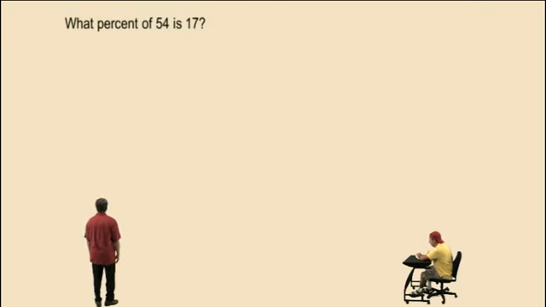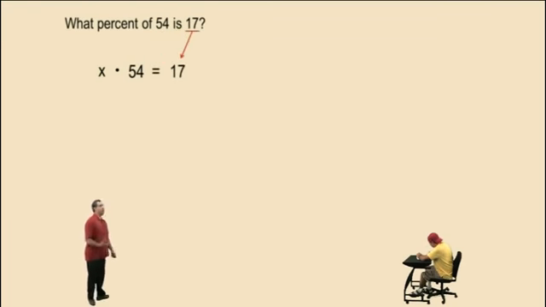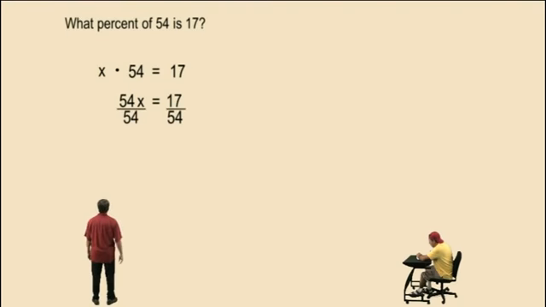Okay, let's do another one here. What percent of 54 is 17? All you have to do is read and translate. So what percent? That'll be represented by our x. Of is multiplication. 54 is our equal sign, and 17, we put that in. There's our equation. So x times 54 is 54 times x, which is 54x. So our equation is 54x equals 17. To solve for x, we divide both sides by 54, and we get x equals 17 over 54.